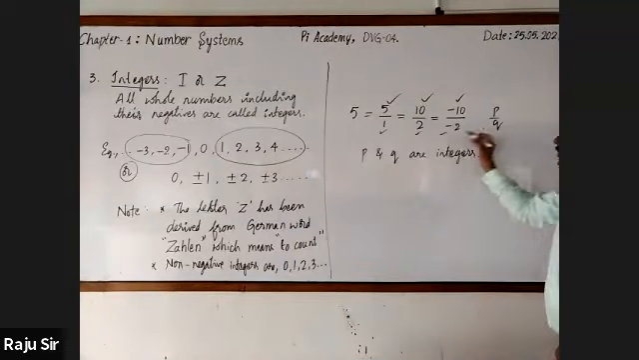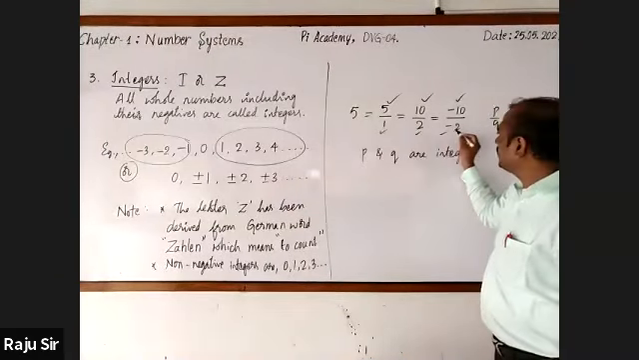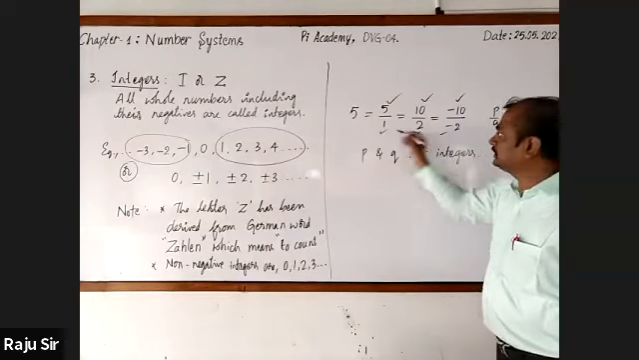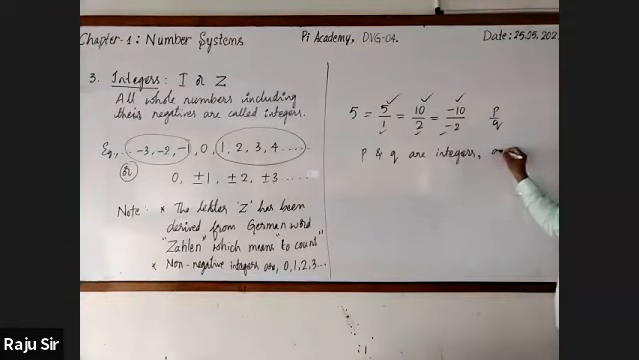Observe Q. Look here, we have positive integers. Here we have a negative integer, but there is no 0. So that is one of the conditions: Q is not equal to 0.